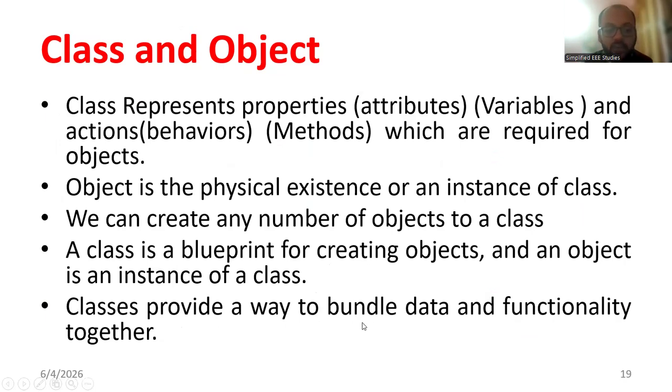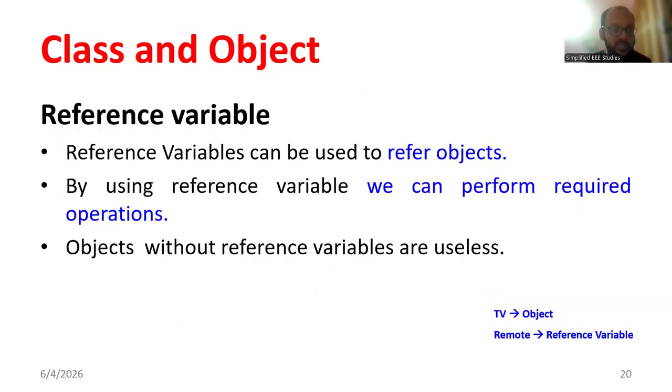Classes provide a way to bundle the data and the functionality together. The object will show many of the properties and features of the class. That is another important thing. When it comes to a reference variable, it is the variable that can be used to refer to the object. By using the reference variable, we can perform the required operations. Using the reference variable, the relevant operation will be conducted.